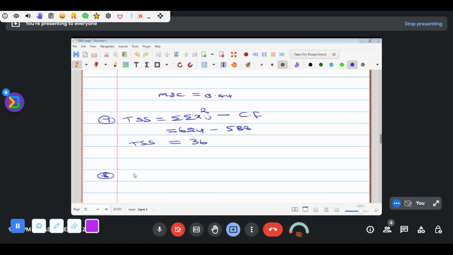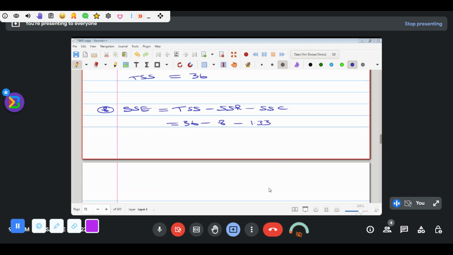Then the eighth calculation, SSE, is equal to TSS minus SSR minus SSC, that is 36 minus SSR value 8, minus SSC value 1.33. Correct, 1.33. Then complete. What is the SSE calculation? 26.67. Okay, 26.67. Similarly, we can find the MSE calculation.